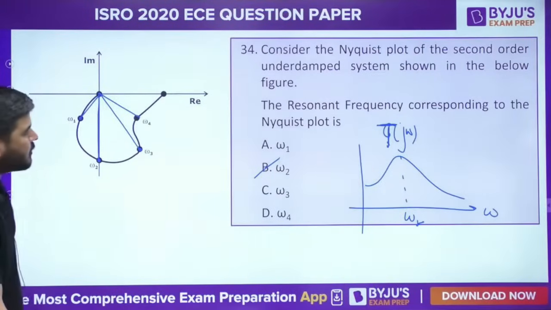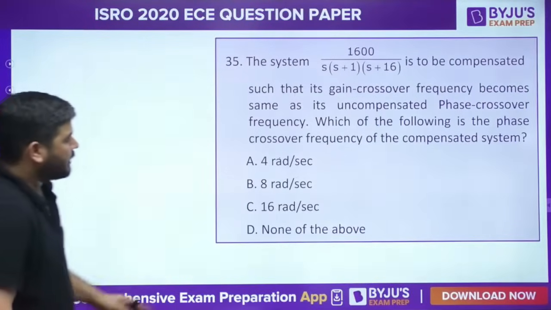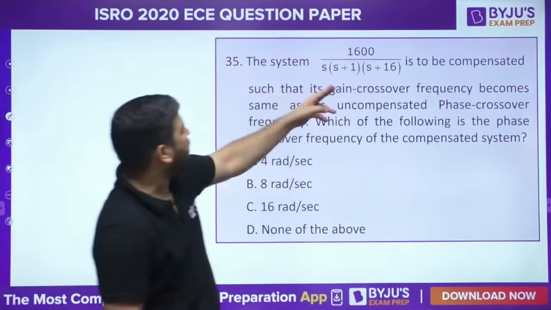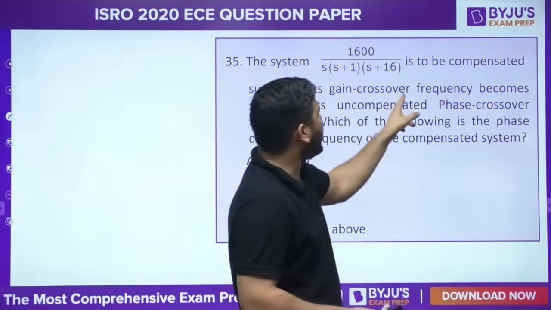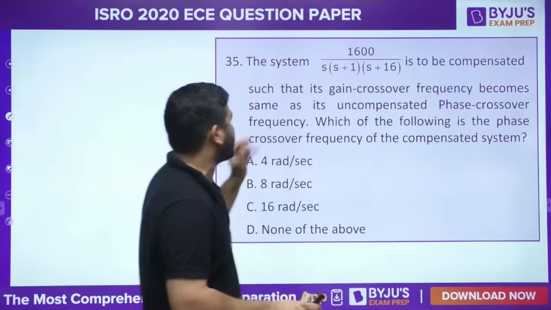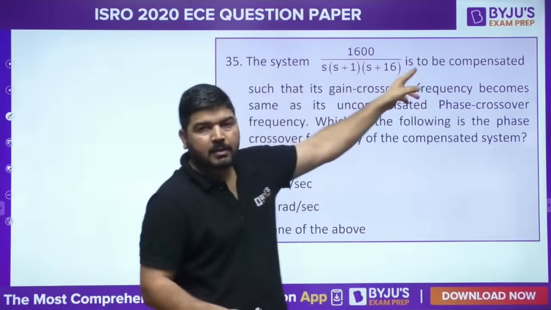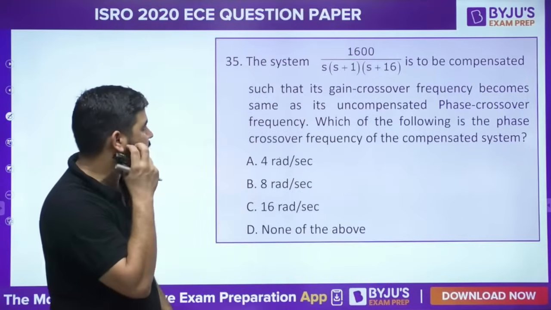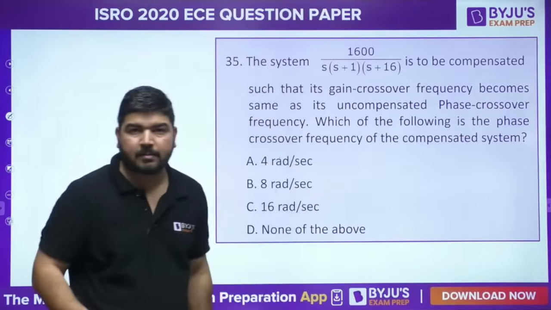Let's come to the next question, guys. The next question on your screen is, the system is to be compensated such that the gain crossover frequency becomes the same as the uncompensated phase crossover frequency. This is the uncompensated system, so we need to compensate it such that its gain crossover frequency becomes equal to the phase crossover frequency. Which of the following is the phase crossover frequency for the compensated system?